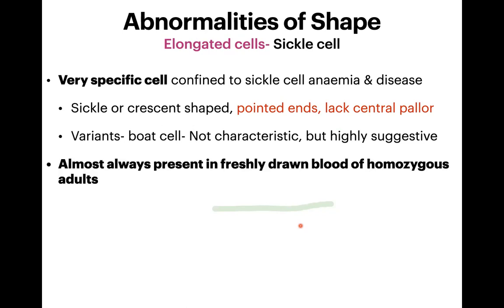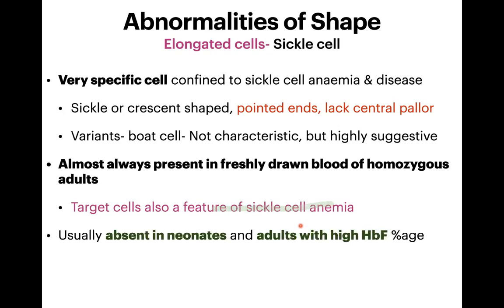It is almost always present in freshly drawn blood of homozygous adults. Okay, so adults who are homozygous for the HbS gene, you will almost always find them. And target cells are also a feature of sickle cell anemia. So you will find both these things in a case of sickle cell anemia.